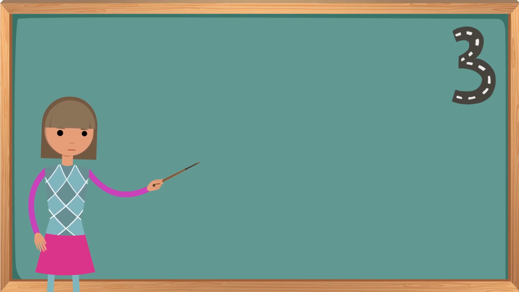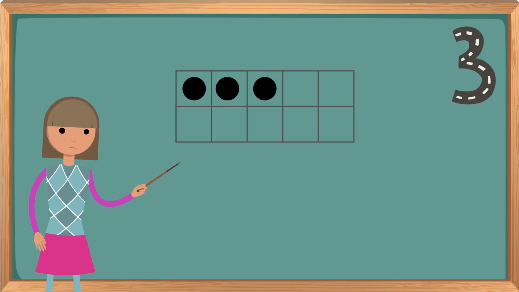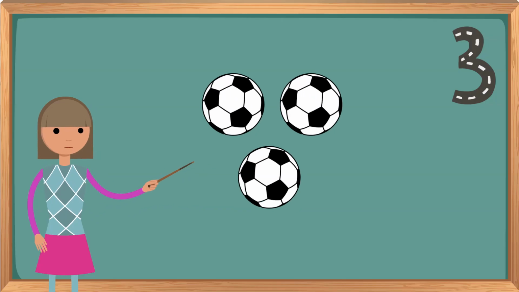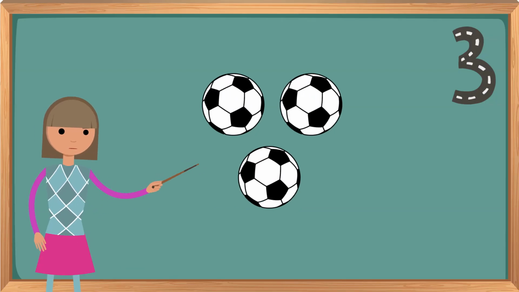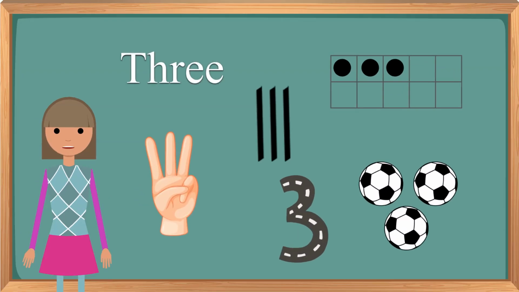We can use 3 dots on a tens frame. Or we can have 3 objects. These are the ways we can represent number 3.